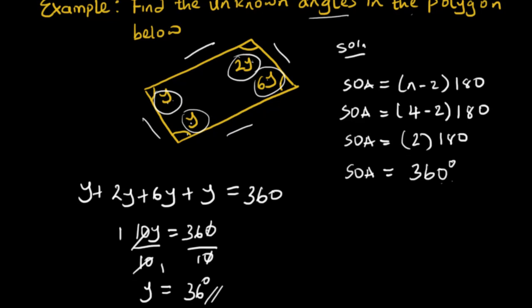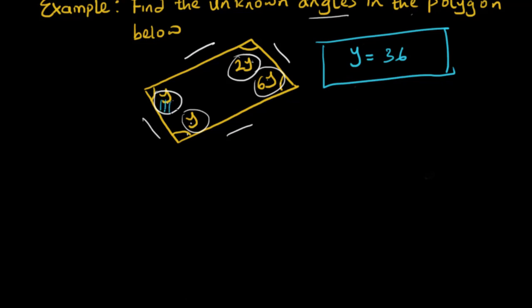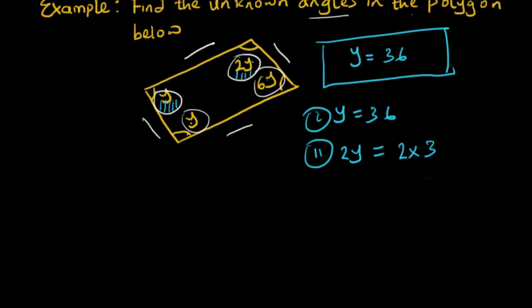Let me rub off this place so I can do that. So let's do this. Remember, we got y equals 36. That was what we got as the unknown. So let's find the unknown angles. The first one here is y. So y equals 36. The next angle here is 2y. So we have 2 times 36. Remember, y is 36. 2 times 6 is 12, remainder 1. 2 times 3 is 6, plus 1 is 7. So 72 degrees.